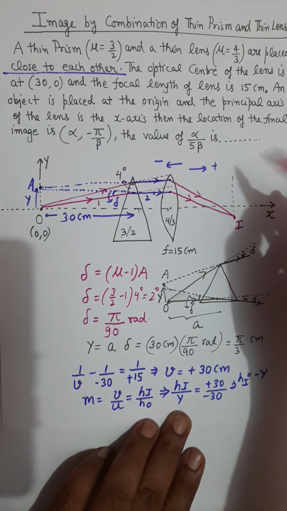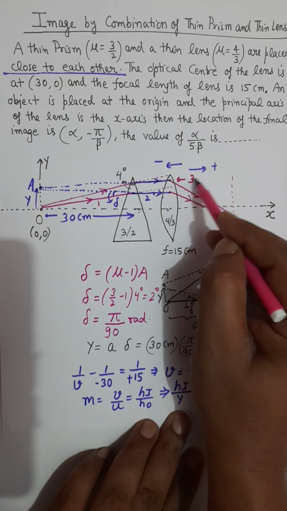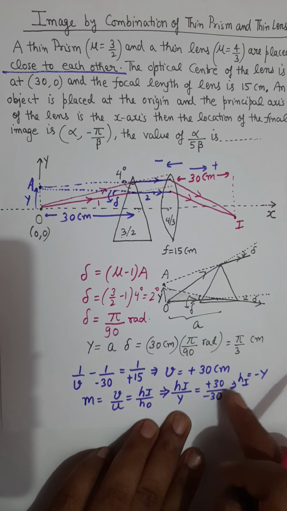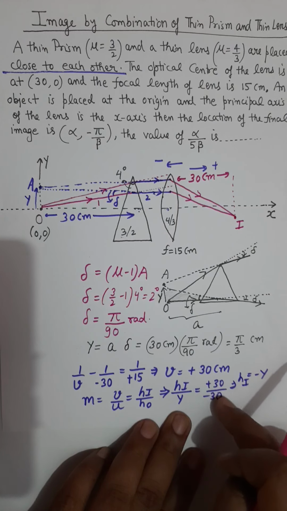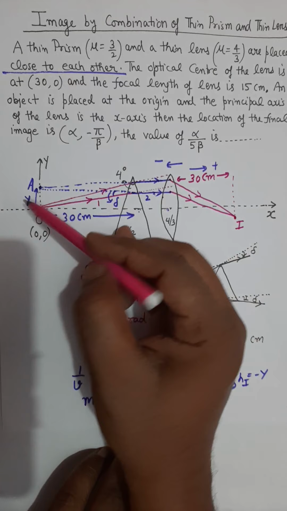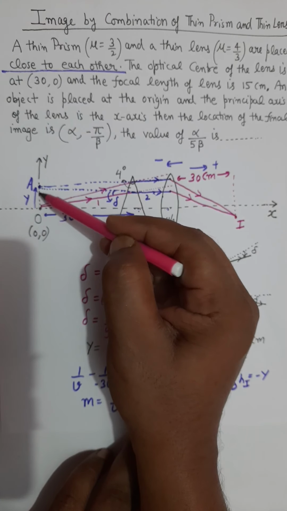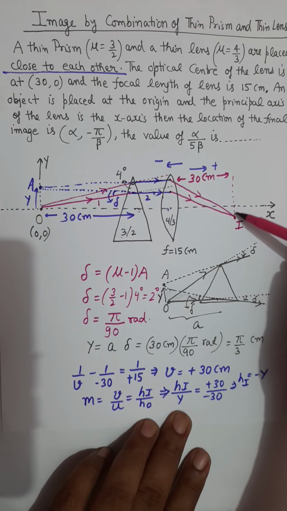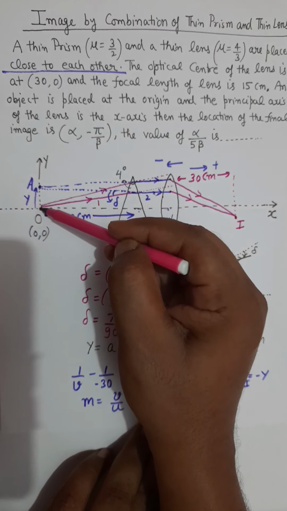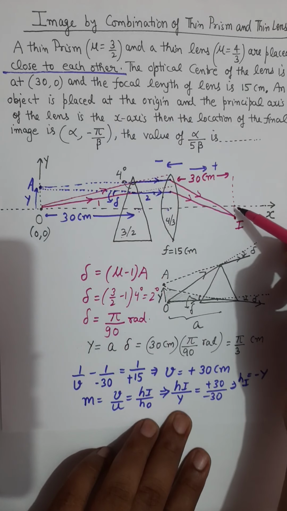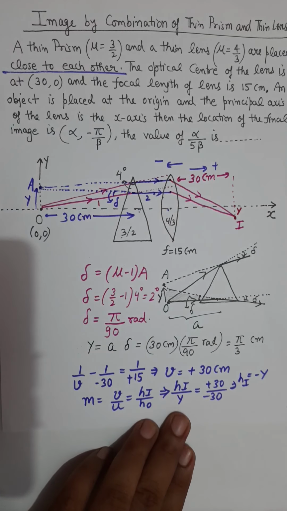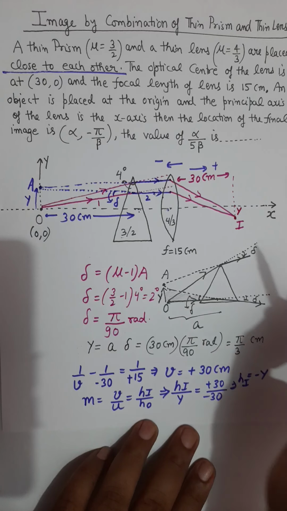So this final image is at a distance of 30 centimeter from this lens, and it has a magnification of -1. Having magnification of -1 means the height of the object above the principal axis equals the height of the image below the principal axis. So if the object is at y distance above the principal axis, the image is at y distance below the principal axis. That's the meaning of linear magnification equals -1.